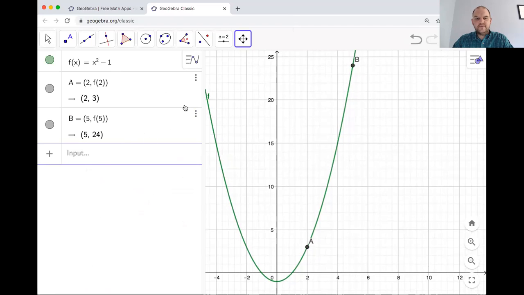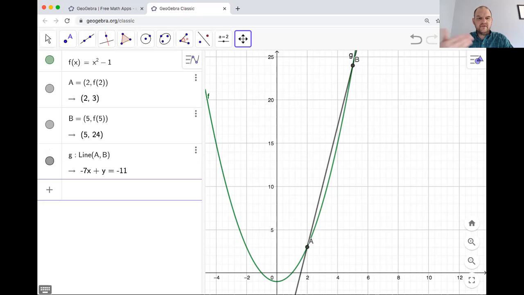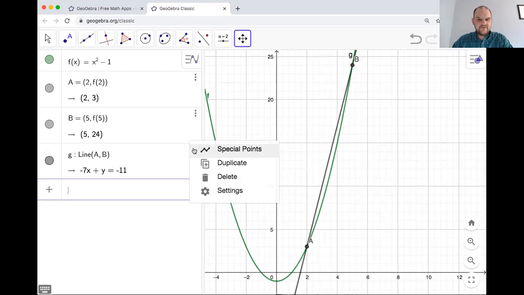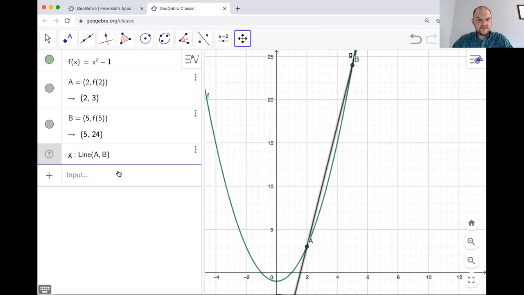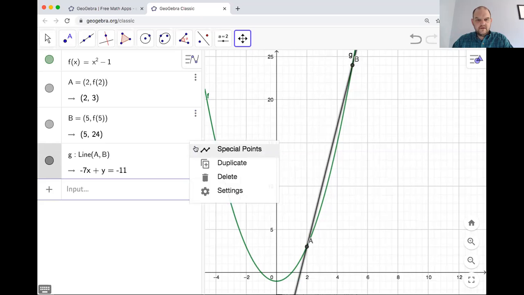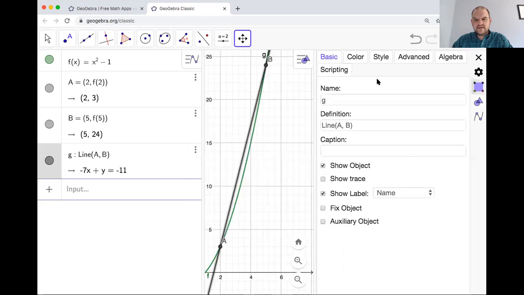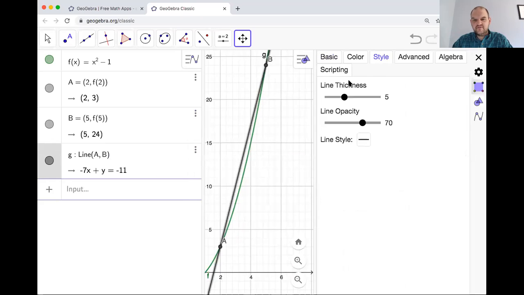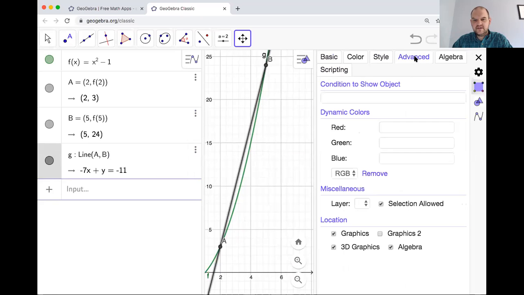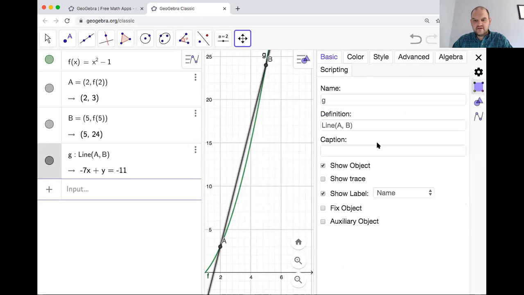What I'm going to do is put a line through those. You can do that in kind of a weird way. I'm just going to say line of AB. So I put the line through that. But I want a different, what's a way to do this? Settings. I want this to change it for everything. Style, scripting, advanced, basic. Where? Can you not do this?